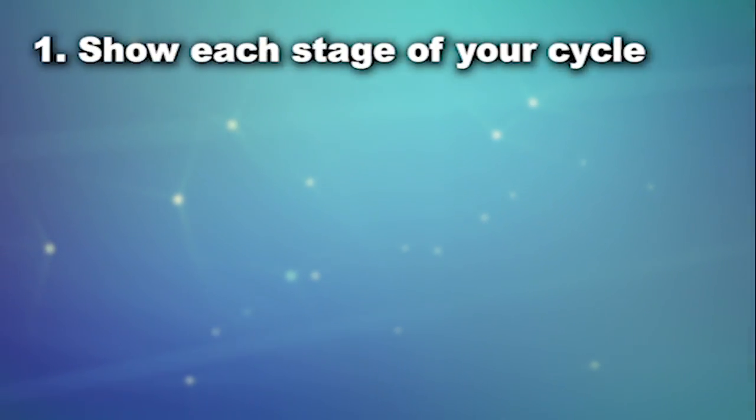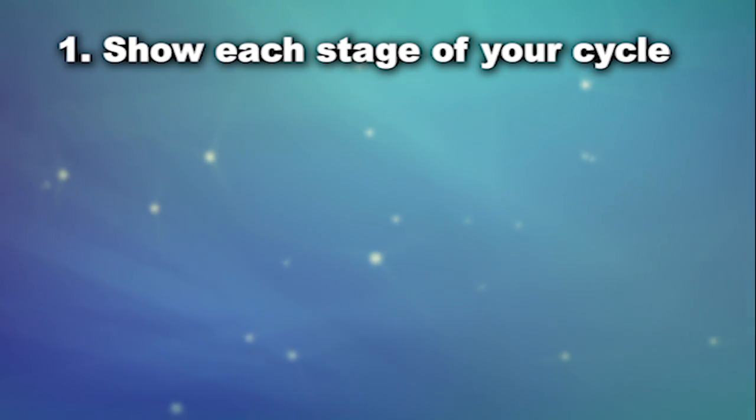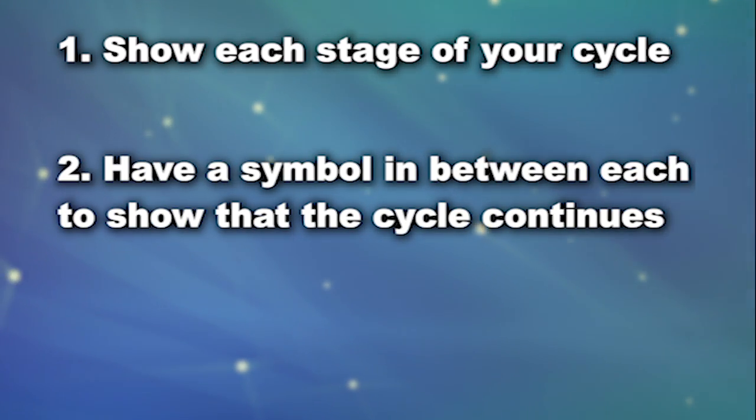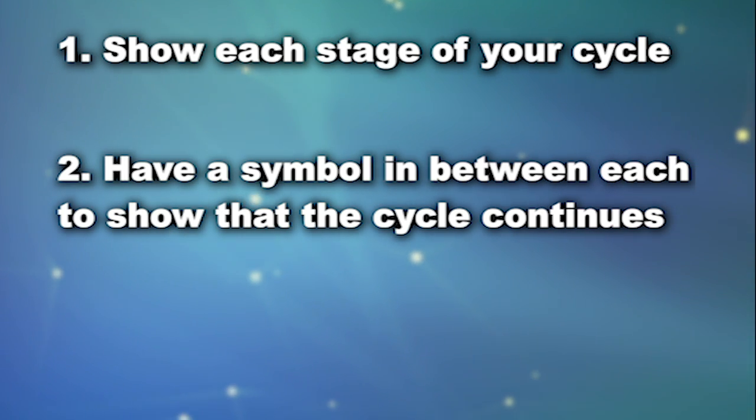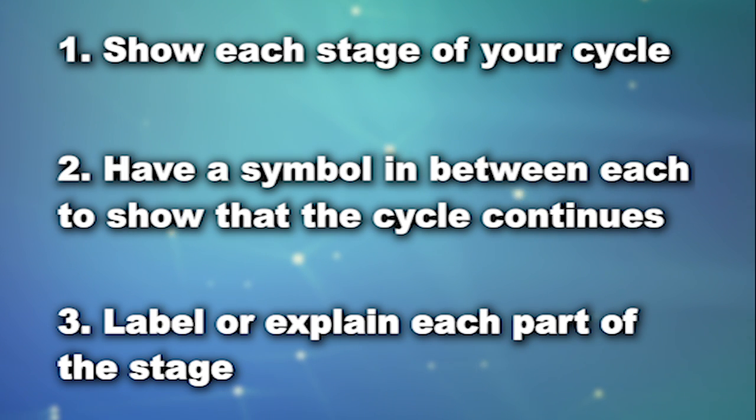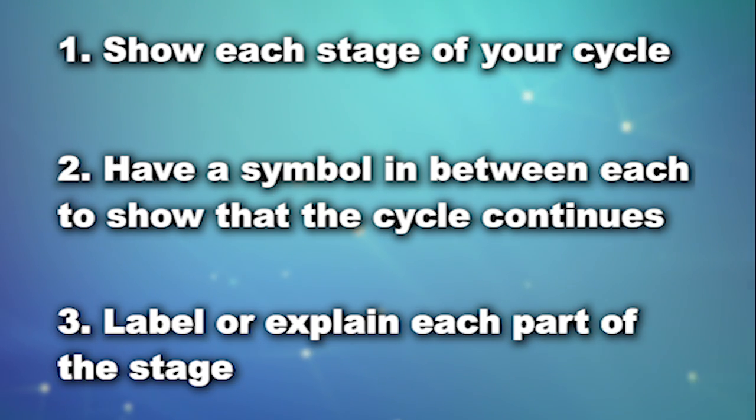Hi everyone. Here are the parts your design needs to have. 1. Show each stage of your cycle. 2. Have a symbol in between each stage to show that the cycle continues. And 3. Label or explain each part of the stage. Can't wait to see what you guys come up with.